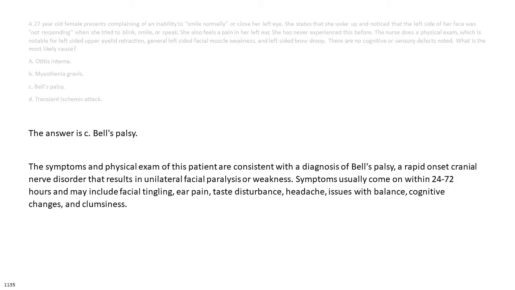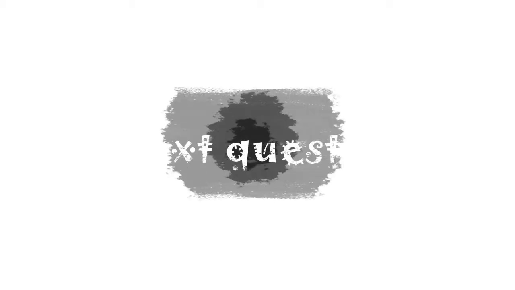The answer is C. Bell's palsy. The symptoms and physical exam of this patient are consistent with the diagnosis of Bell's palsy, a rapid onset cranial nerve disorder that results in unilateral facial paralysis or weakness. Symptoms usually come on within 24-72 hours and may include facial tingling, ear pain, taste disturbance, headache, issues with balance, cognitive changes, and clumsiness.